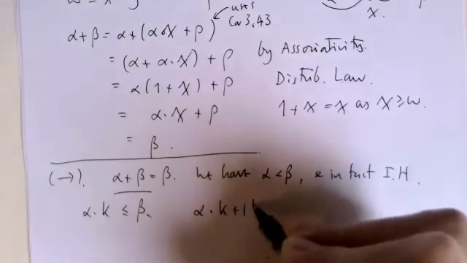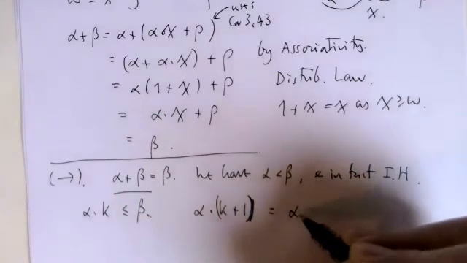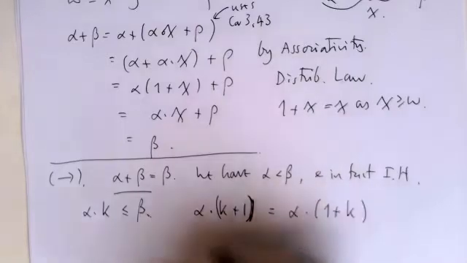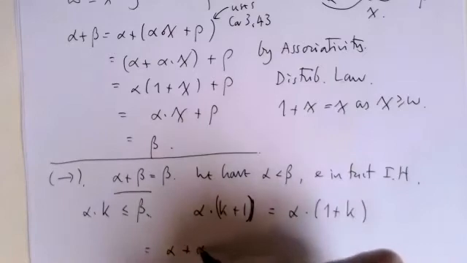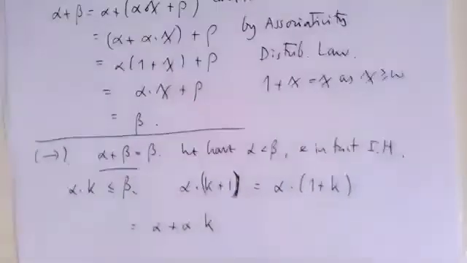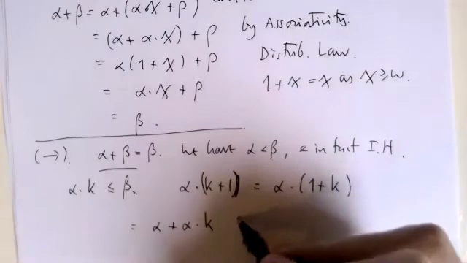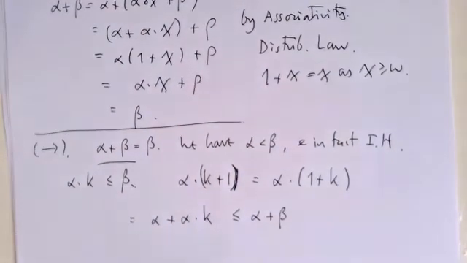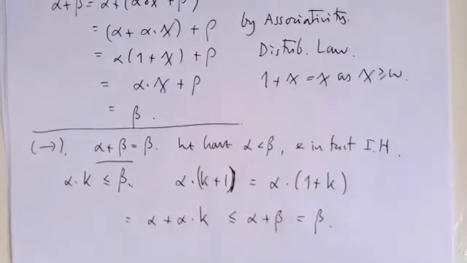alpha times k plus 1, this looks better. This is the same as alpha times 1 plus k, because this does commute here. So this is alpha times 1 plus alpha times k here. And this is less than or equal to beta. And we're told that this is beta. Good, very good.